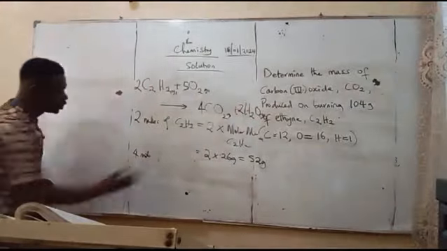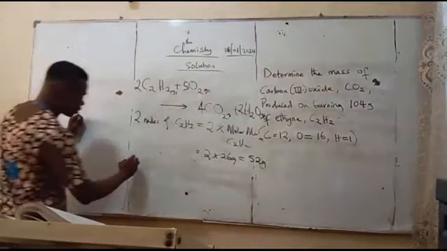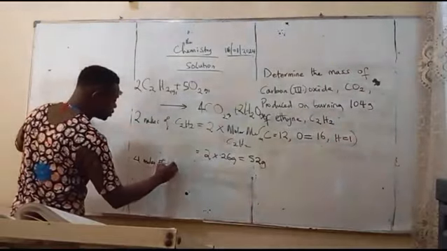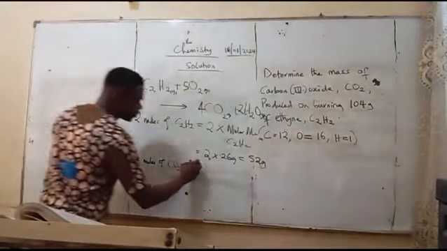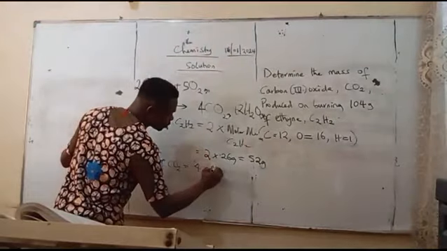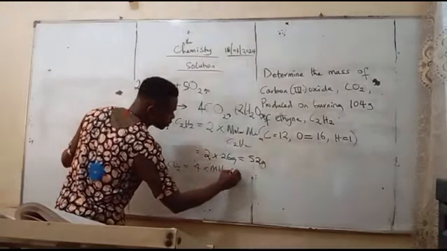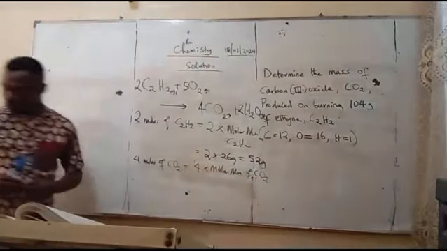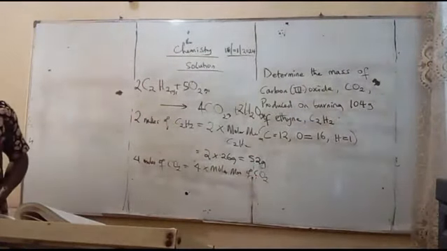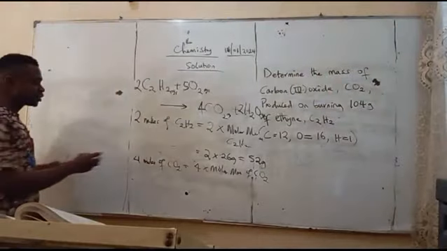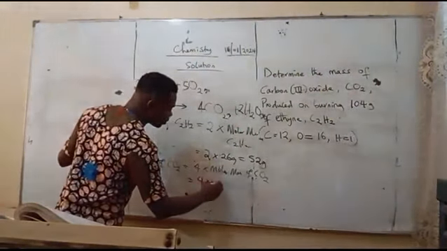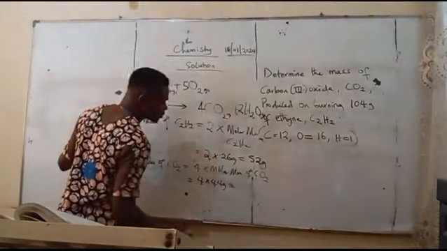4 moles of CO2. 4 moles of CO2 is equal to what? 4 times what? Molar mass of what? CO2. What's the molar mass of CO2? 44, right? So that means 4 moles of CO2 is the same as saying 4 times what? 44 grams, which is what?